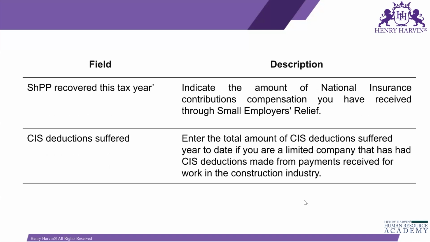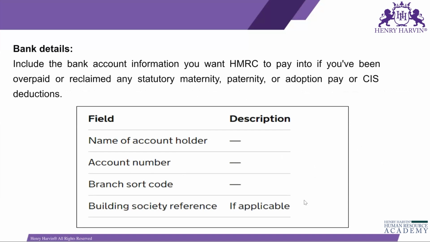Only sickness you'll not see here. Okay, that is the reason sickness is also shown separately. Sickness is not paid back by the HMRC. Now, if there is a CIS deduction suffered, enter the total amount of CIS deduction suffered year to date. If you have paid two installments of tax or a one-off payment, you can mention the two amounts that you have paid till date. If you are a limited company that has had CIS deduction made from payments received for work in the construction industry, okay, I'll explain more on this. In the second half, CIS deduction and apprenticeship levy, we'll see that topic.